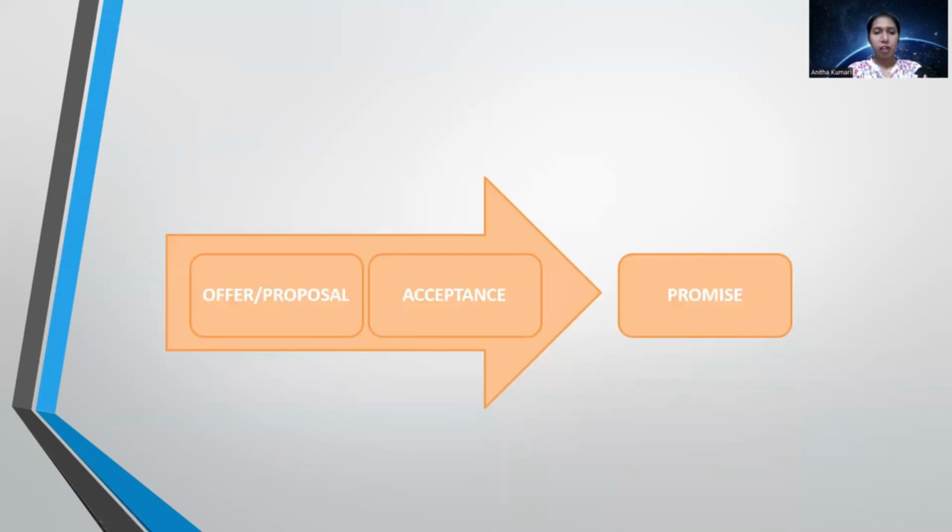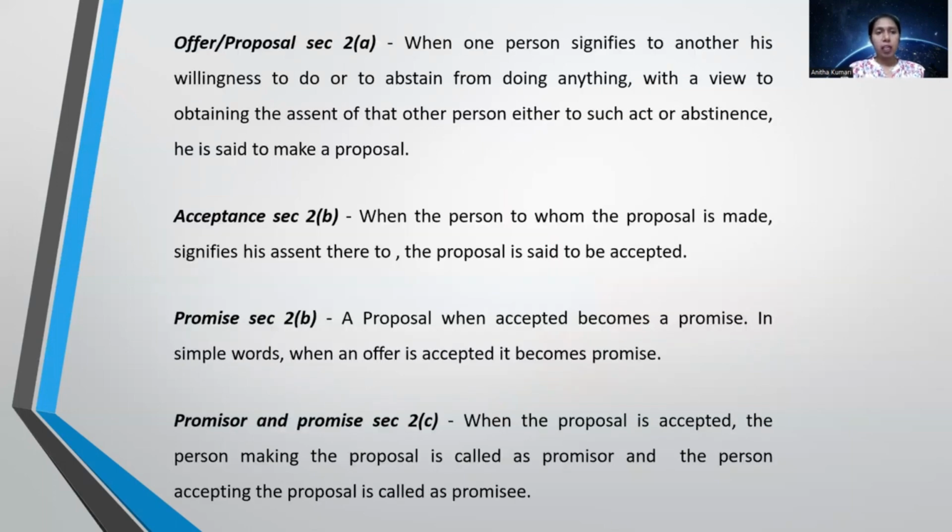As I told you, offer or proposal, acceptance and promise. For example, I want to sell my car. So I am offering a car. I am proposing to sell my car. The other party is ready to accept it. When offer and acceptance join together, that is called a promise.